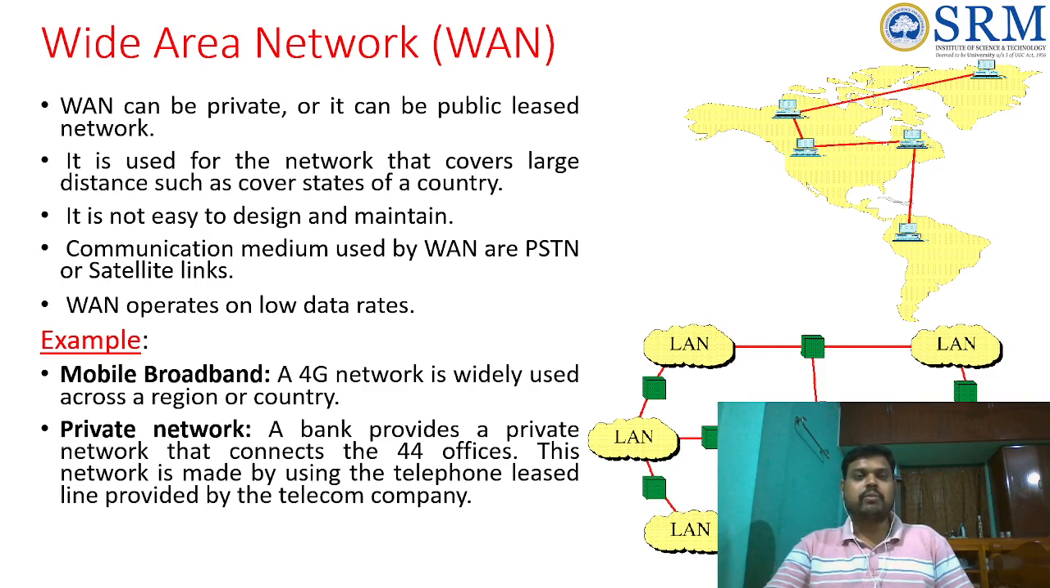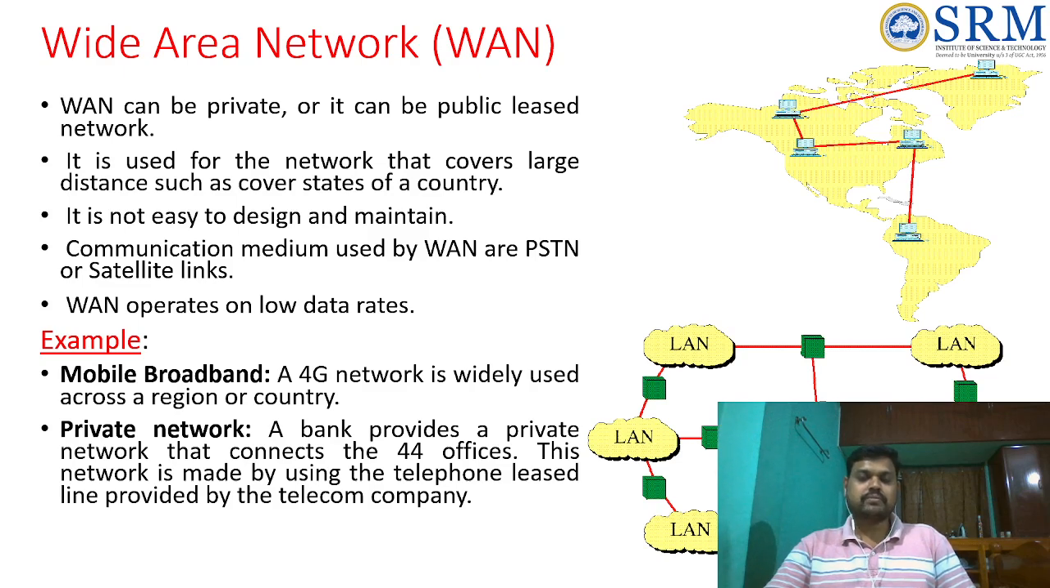The next one is the wide area network. A wide area network can be either private or public. Private means it belongs to an organization or industry, or it can be a public leased network. You can integrate multiple LANs and MANs together to form a wide area network. The best examples are mobile broadband networks, private networks, and satellite networks. All are examples of a wide area network.